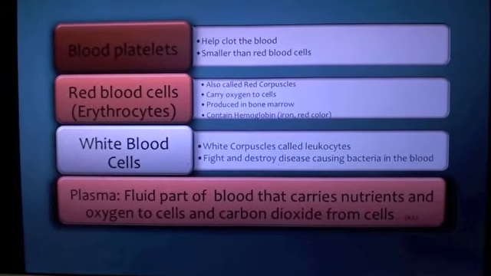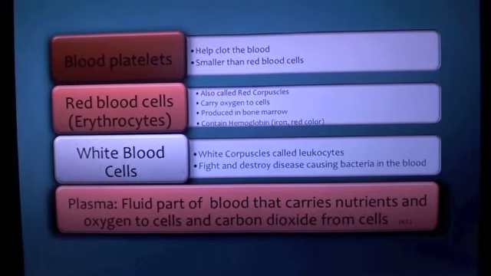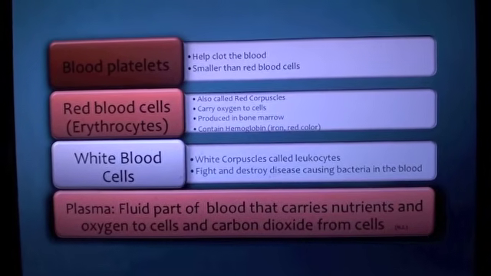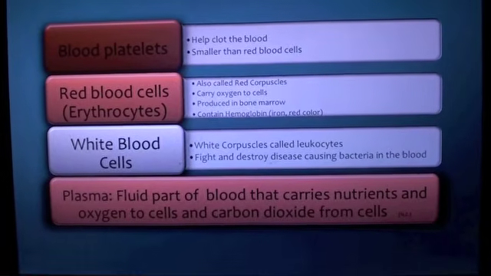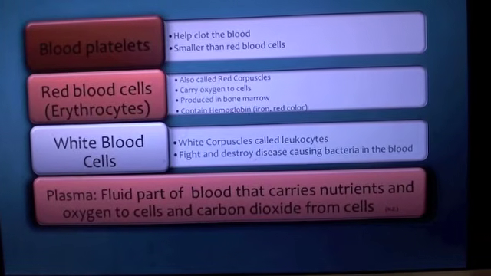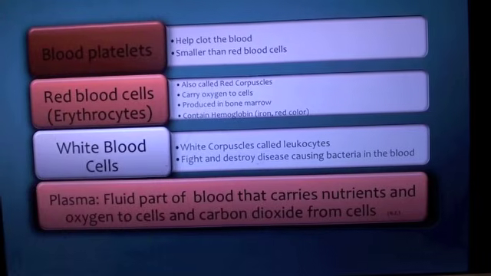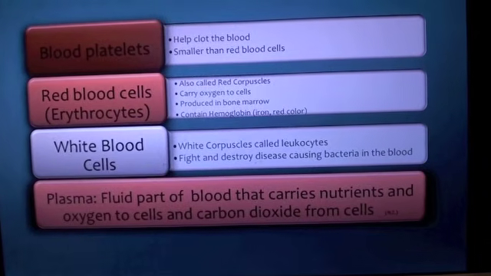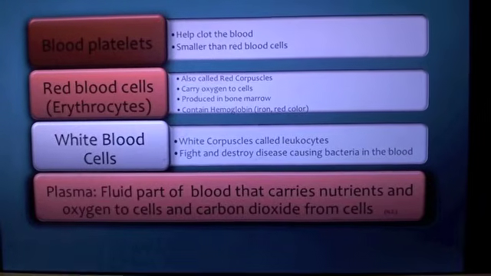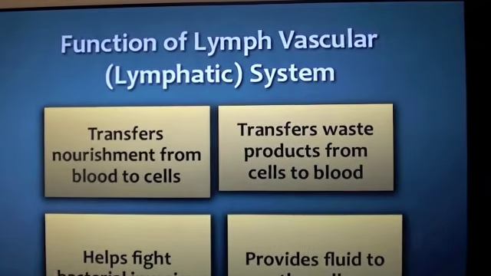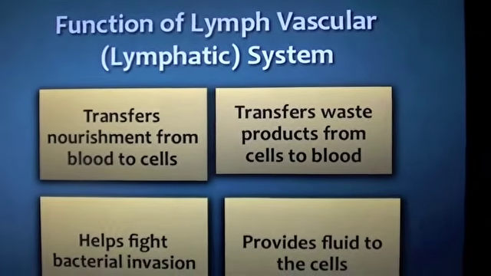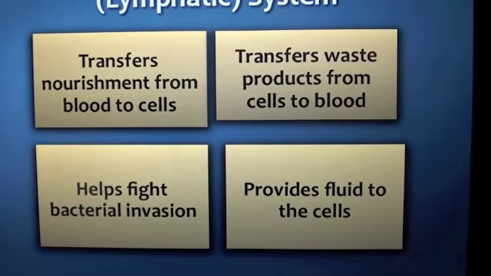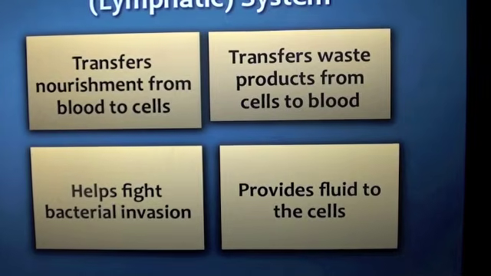Red blood cells, erythrocytes, also called red corpuscles, carry oxygen to cells, are produced in bone marrow, and contain hemoglobin, iron, which gives it red color. White blood cells are also called white corpuscles, called leukocytes, and fight and destroy disease-causing bacteria in the blood. Plasma is a fluid part of the blood that carries nutrients and oxygen to cells and carbon dioxide from cells. Function of lymph-vascular system: transfers nourishment from blood to cells, transfers waste products from cells to blood, helps fight bacterial invasion, provides fluid to cells.